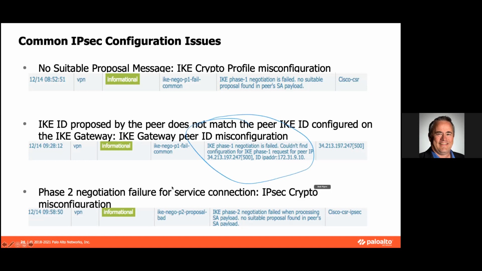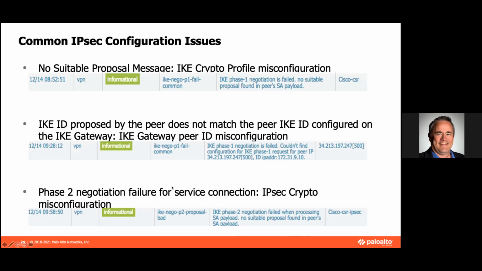Second example, IKE phase 1, so it's P1, phase 1. Negotiations failed, couldn't find the configuration for IKE phase 1 request for peer IP. So now this is a peer ID misconfiguration. Whatever they're sending us or whatever we're sending them, incorrect in what they were looking for. And the last one is a phase 2 negotiation failure. And again, it's the SA or Security Association payload. That tells you it's IPsec crypto profile, phase 2 profile.